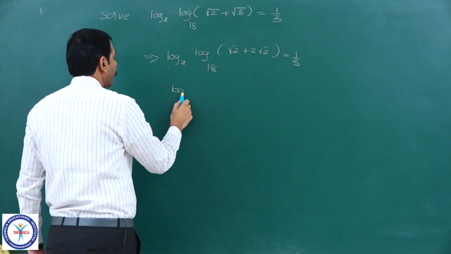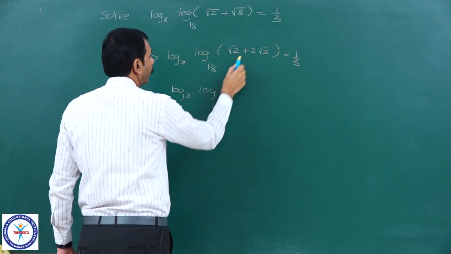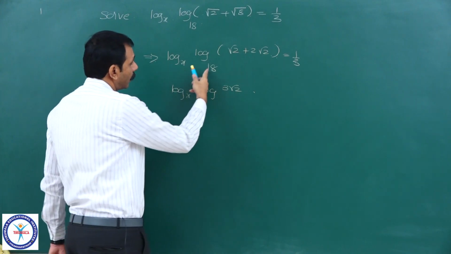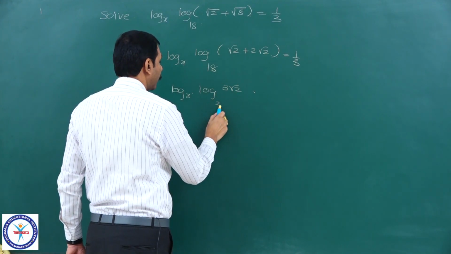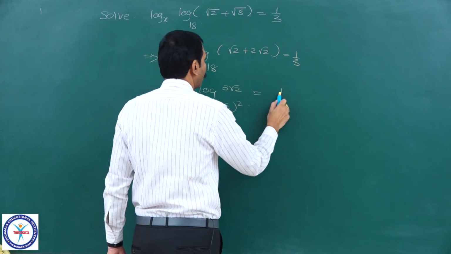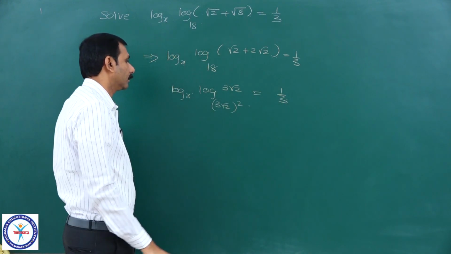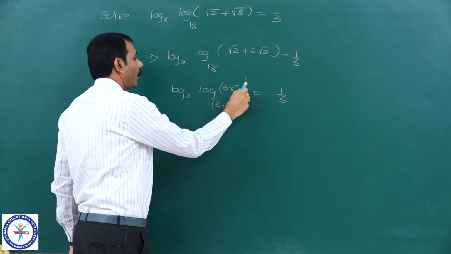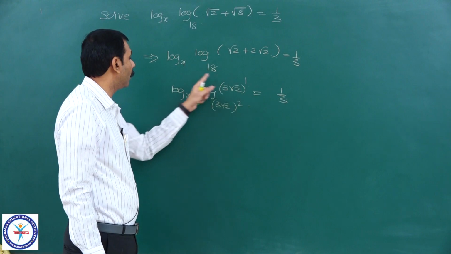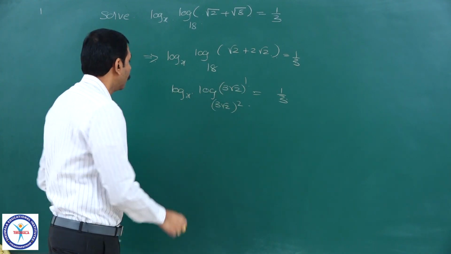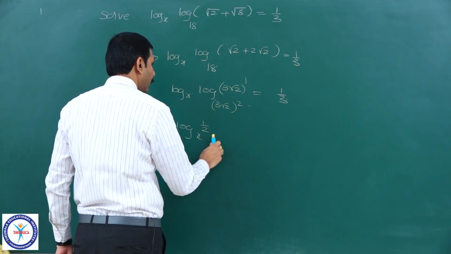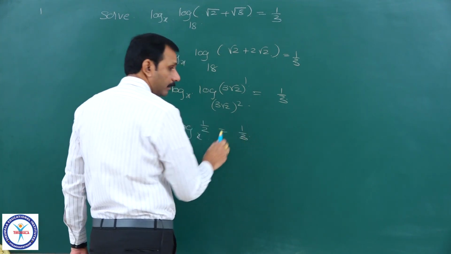It is log base x into log of 2 root 2 plus root 2, that is 3 root 2, and this 18 I will write in terms of 3 root 2 as 3 root 2 whole square, only 9 into 2, equal to 1 by 3. Now log of 3 root 2 to the base 3 root 2 whole square means this value equal to 1 by 2 into 1. Therefore, it is log of 1 by 2 to the base x is equal to 1 by 3.